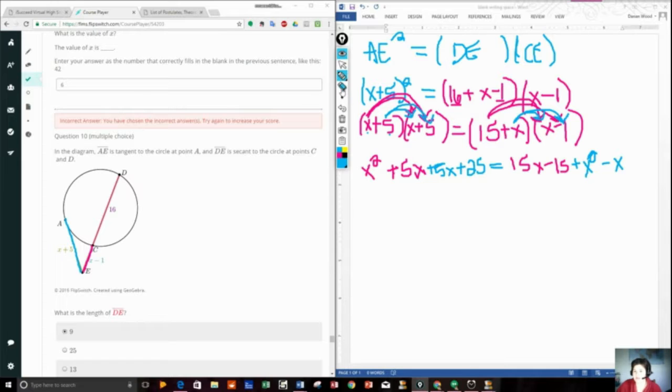All right, and now we're going to combine like terms. So we have a 5x and a 5x on the left-hand side. So we have x squared plus 10x plus 25 equals, and on this side we have a negative x and a 15x. So 15x minus x is 14x. We have minus 15 and plus x squared. So now we want to collect all of our like terms on the same side.